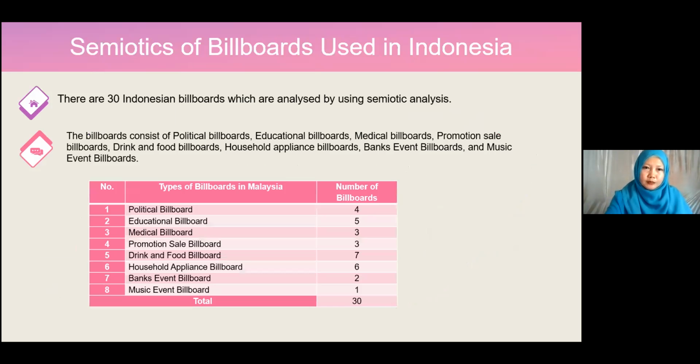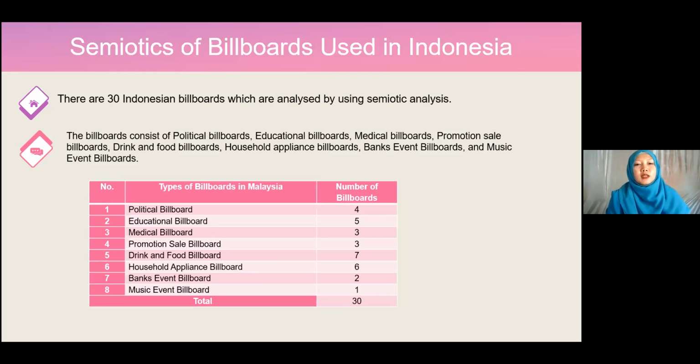Okay, the second is the semantics of billboards used in Indonesia. Same as with the Malaysian billboards, there are 30 Indonesian billboards which are analyzed using semantic analysis. The billboards consist of the same types as the Malaysian billboards, but in Indonesia we find bank event billboards and music event billboards in addition.